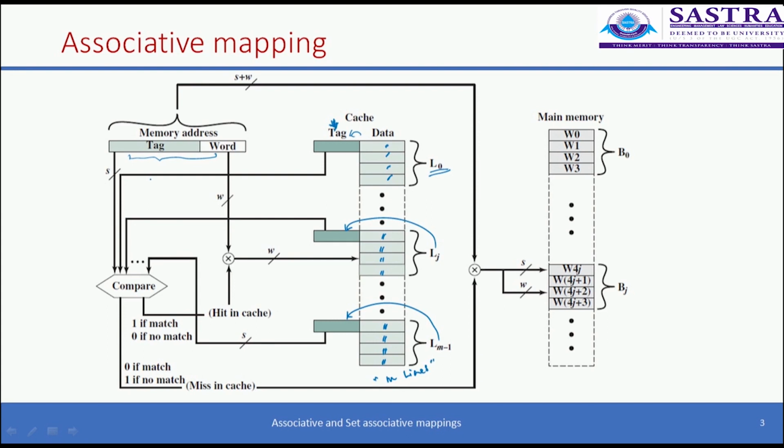To identify whether a particular address resides in the cache, all tags should be compared. See here, this tag, this tag, this tag, everything, all tags are compared with the tag of this memory address. The memory address is divided into tag field and word field, right? The tag field of the memory address should be compared with each and every tag of our cache memory.